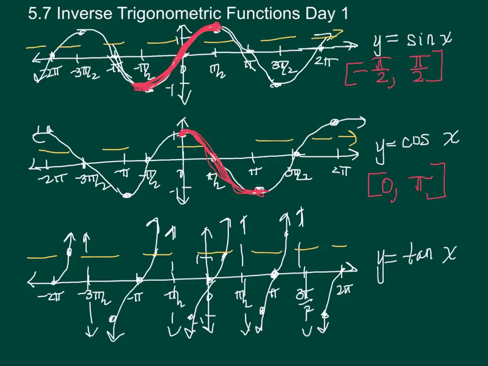And then for tangent, you have to be careful because tangent has vertical asymptotes. Therefore, when I restrict this domain, I can't include negative pi over 2 and positive pi over 2. So parentheses means it's not included. So as far as the unit circle goes, I'm going to show you what that means.